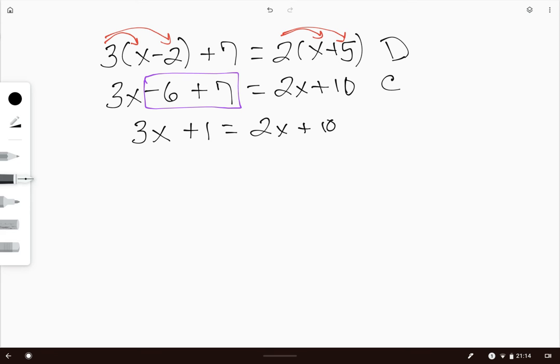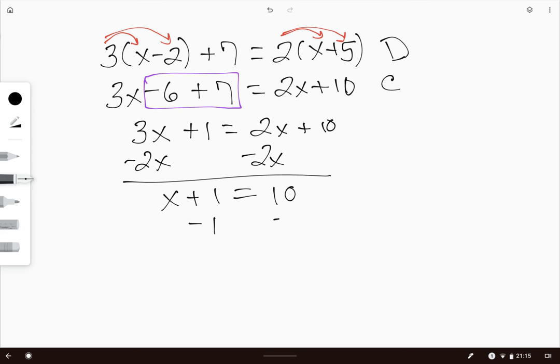So now I move my smaller variable to the larger, so I subtract 2x from both sides. So that gives me x plus 1 equals 10. Now the opposite of adding 1 would be to subtract 1 from both sides. And that's going to give me x equals 9.